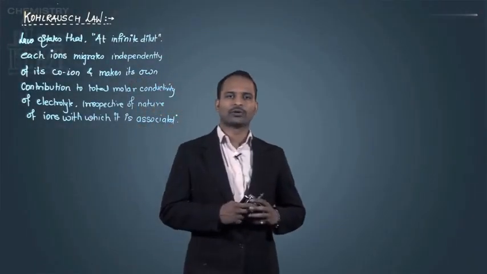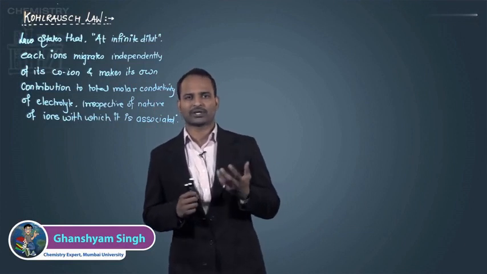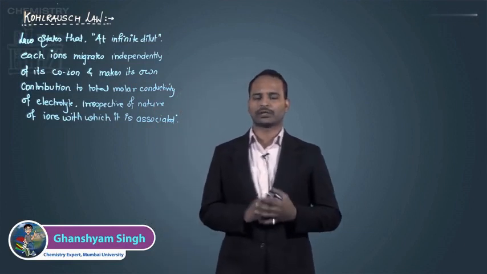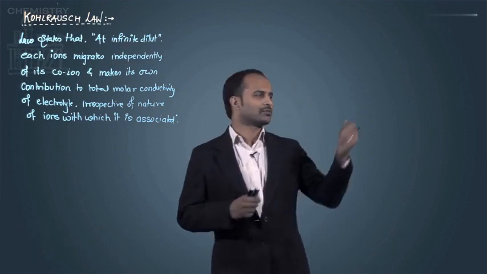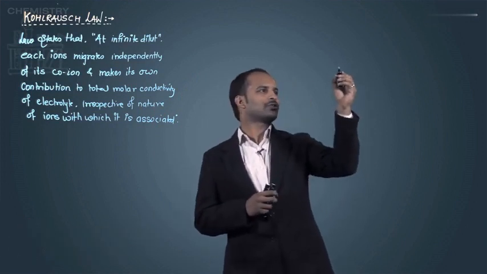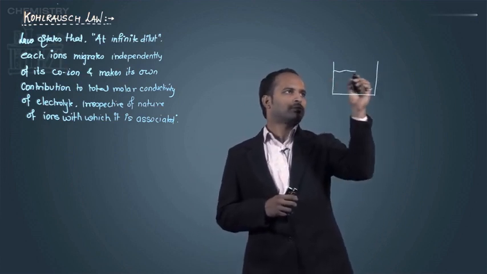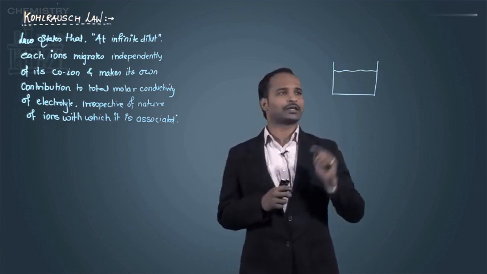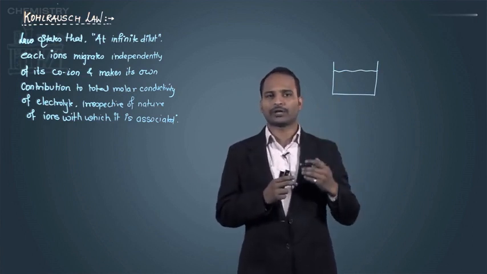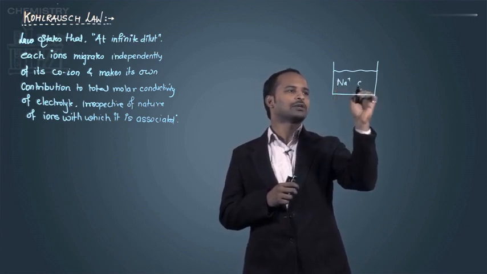Next, we have Kohlrausch's law. Kohlrausch's law again talks about the solution at infinite dilution. Infinite dilution means that after a large number of dilutions, we get the molar conductivity at infinite dilution, and it is a condition when there is no interaction between the Na plus and Cl minus.